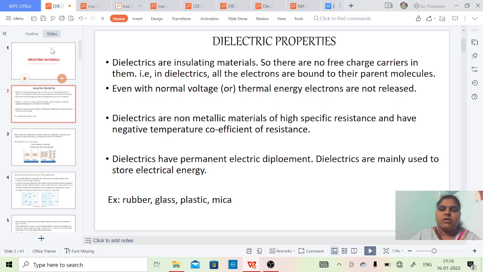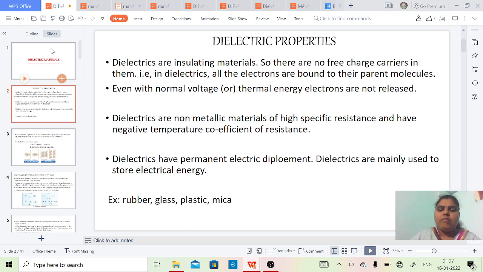Dielectrics are insulating materials, so there are no free charge carriers in them. Since it is an insulating material, there are no charge carriers for carrying the charge. That is, in dielectrics, all the electrons are bound to their parent molecules. Even with normal voltage or thermal energy, electrons are not released.